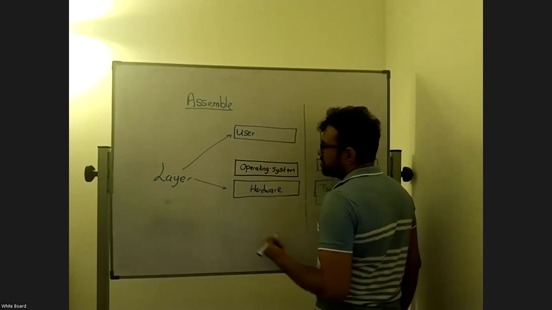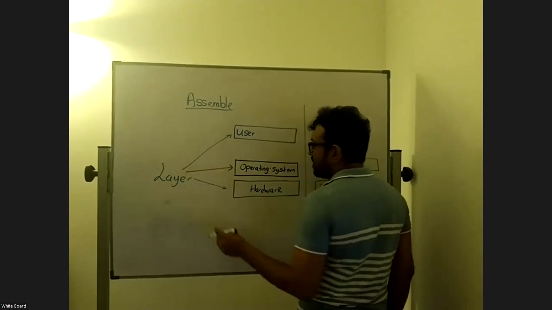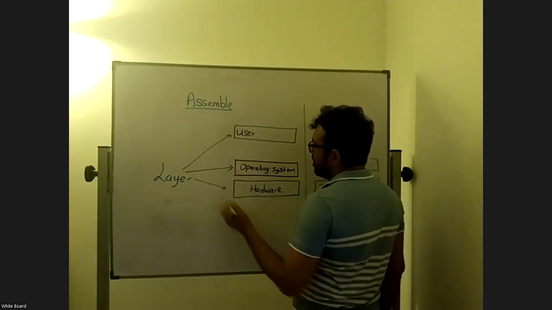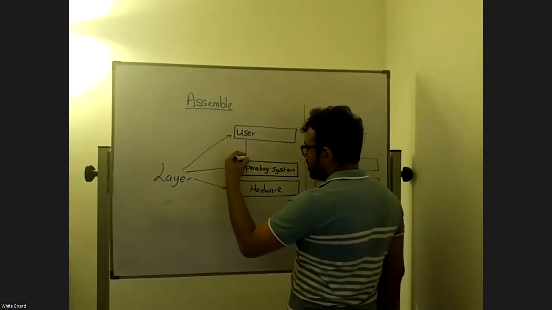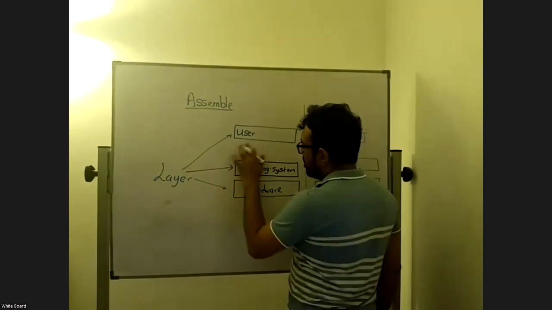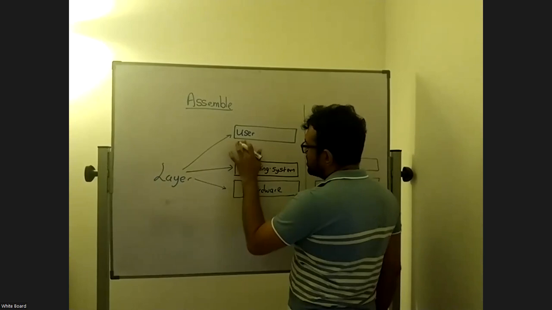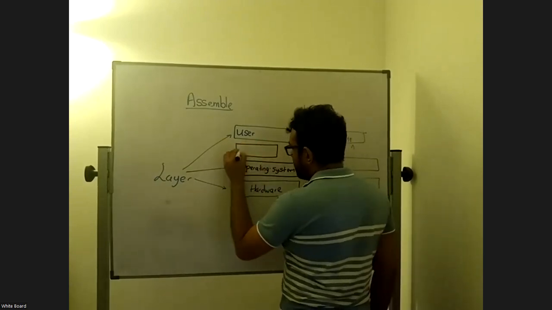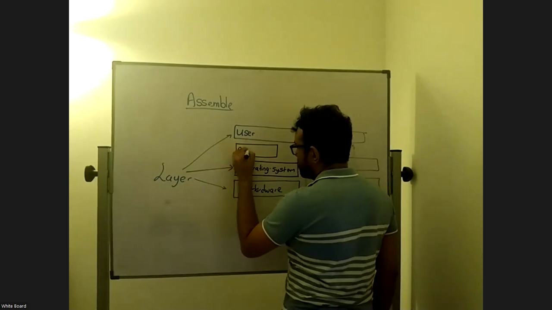Which is a kind of software, another layer, the software layer, which comes in between the user and the hardware, and will help the user to perform different things. And also, on top of this, there's another layer called application software. Applications.